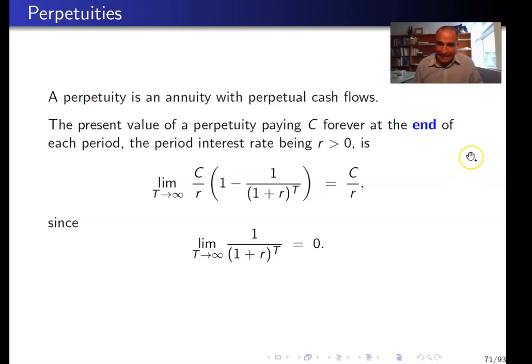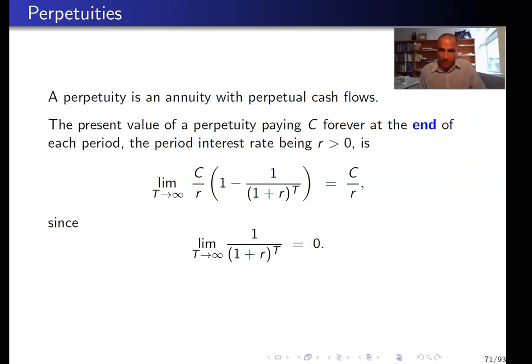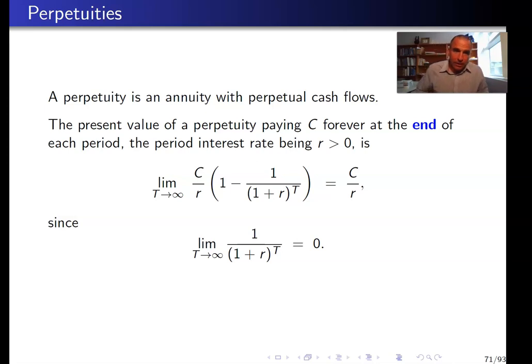Okay, let's now move on to perpetuities. A perpetuity is an annuity that makes eternal payments. So it's an annuity where capital T is equal to infinity. So we know what the present value of a perpetuity is: it's the limit when capital T goes to infinity of the present value of an annuity.